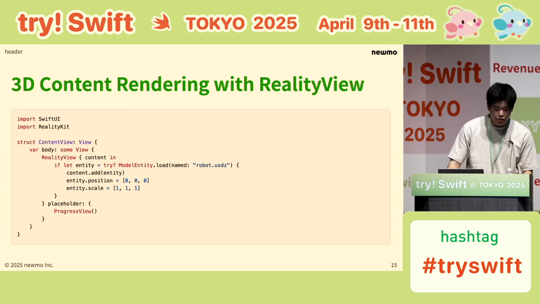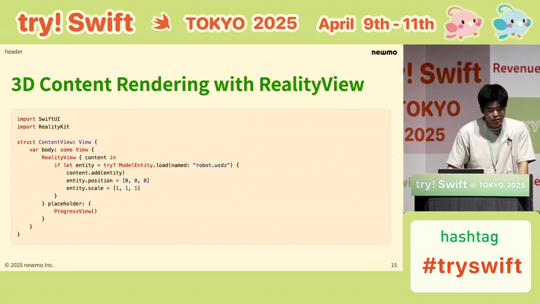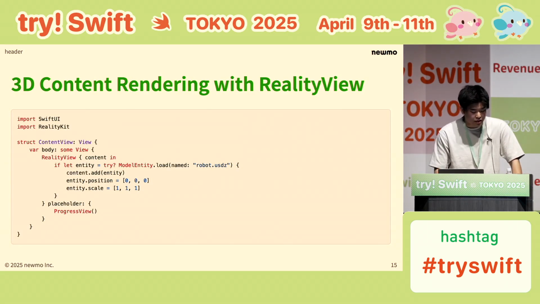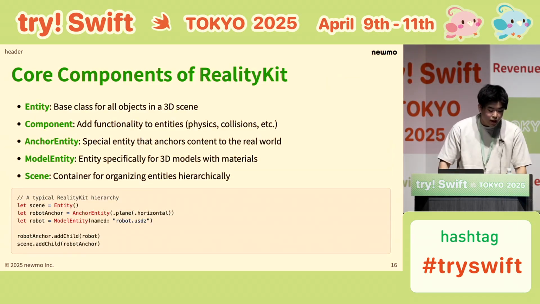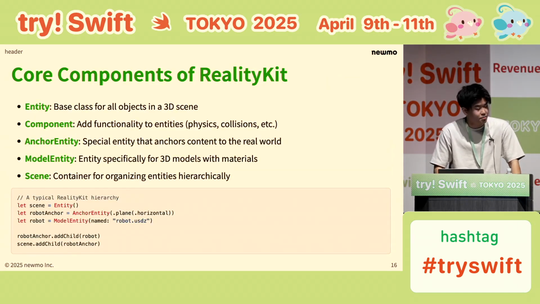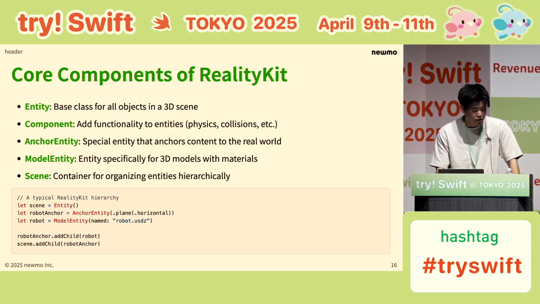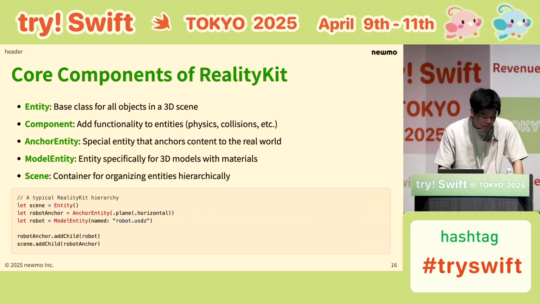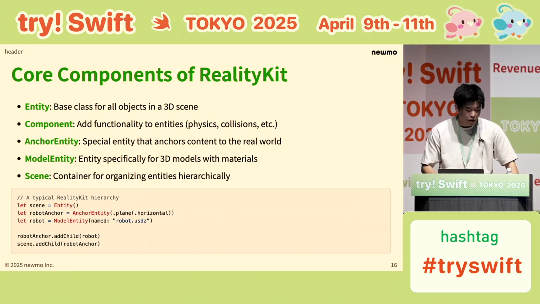When you need more control than Model 3D, use Reality View. It lets you load specific models, add them to the scene, and precisely set their position, size, or look. Understanding RealityKit's basic parts helps you use Reality View effectively. RealityKit uses ECS. Key parts are entity, component, anchor entity, and scene model entity. This ECS approach helps keep your 3D scene organized and makes it possible to build complex 3D scenes.